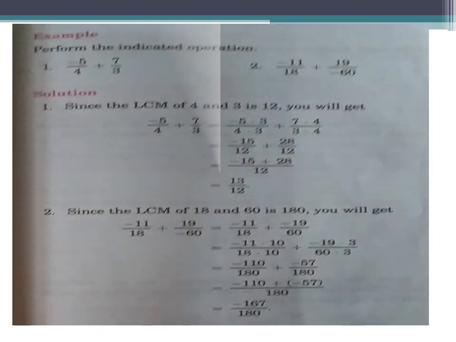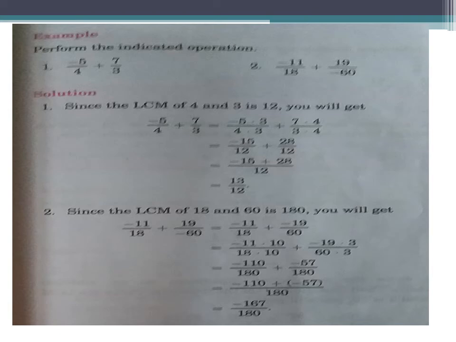So, let's apply this one. Perform the indicated operations. We have negative 5 over 4 plus 7 over 3. Since the LCM of 4 and 3 is 12, you will get negative 5 over 4 plus 7 over 3 is equal to, 4 times 3, we have 12. Negative 5 times 3, we have negative 15. Plus, 3 times 4, still we have 12. Then, 7 times 4, we have 28.